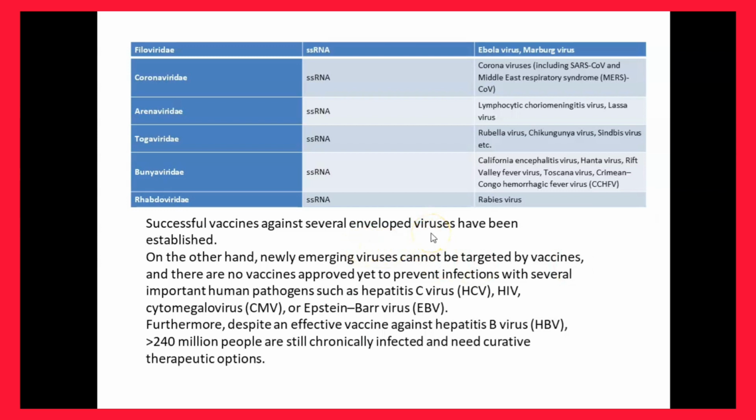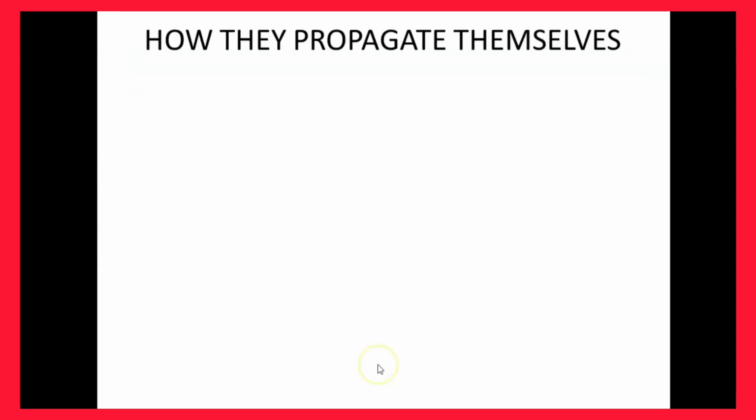Successful vaccines against several enveloped viruses have been established. On the other hand, newly emerging viruses cannot be targeted by vaccines, and there are no vaccines approved yet to prevent infection with several important human pathogens such as hepatitis C virus, HIV, cytomegalovirus or EB virus. Furthermore, despite an effective vaccine against hepatitis B virus and others, chronically infected patients need curative therapy.